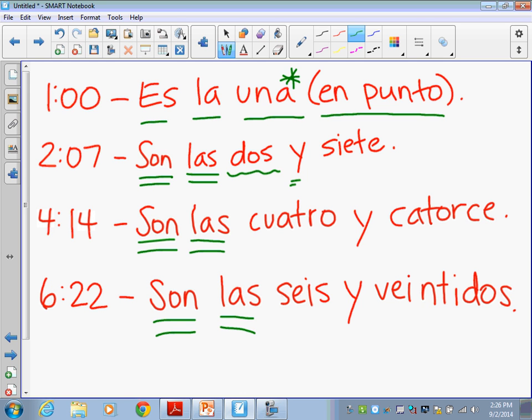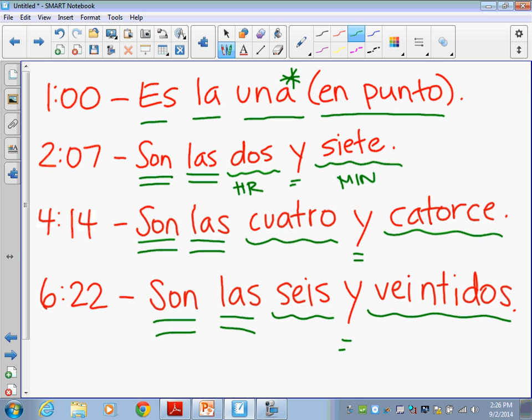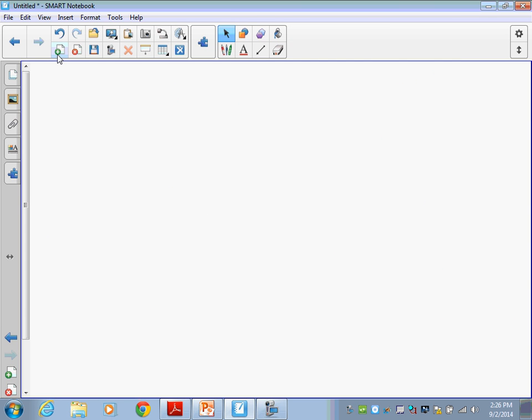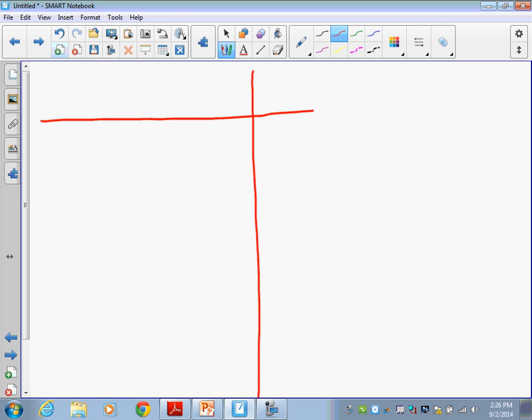They are 2 through 12 o'clock, so we see the same sentence starter for all of them. 2:07, ¿qué hora es? Son las 2:07. I have my hour separated with the y from my minutes, okay? So it is 2:07. 4:14, ¿qué hora es? Son las 4:14. 6:22, son las 6:22. And here I'm communicating standard times. One is on the dot using en punto, and the rest of them I'm using the word y for and to separate my hours and my minutes. Okay? All right, más práctica. Vamos a ver.